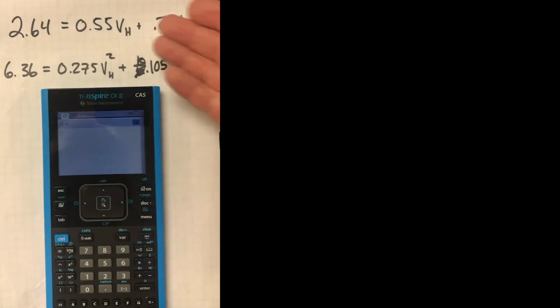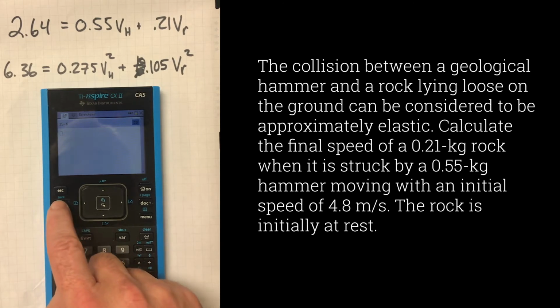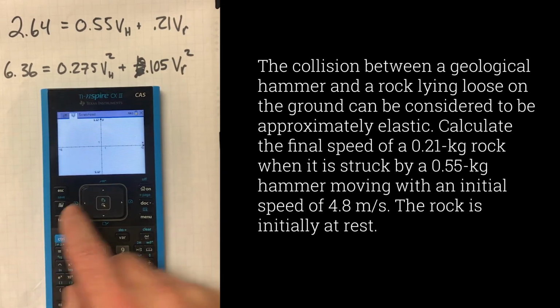So how do we solve an equation, right? Two equations actually with two unknowns. This is a physics problem, velocity of a hammer, velocity of a rock, and I've got my TI-nspire calculator, and I'm going to do this graphically. So I'm going to click here on the graph, right? And I'm going to click on the tab button.